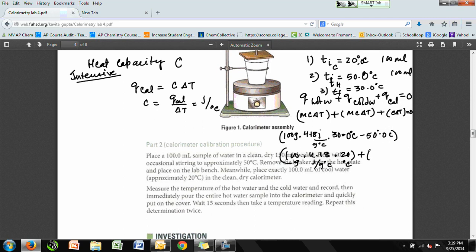Plus cold water. 100 grams times 4.18 joules per gram degrees Celsius. Now delta T for cold water will be initial temperature of cold water was 20, but final was 30. So final 30 minus initial 20. Plus heat capacity is unknown, and delta T for calorimeter will be final. Calorimeter will have the same temperature as the mixture of water, minus initial was room temperature water. And when you solve this for C, you will get heat capacity.